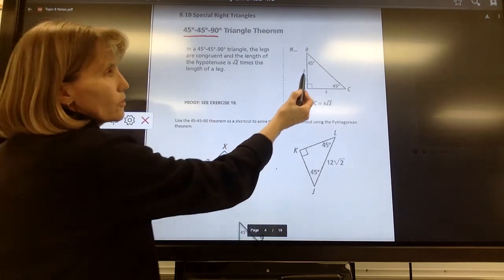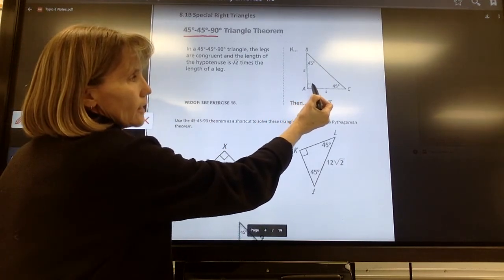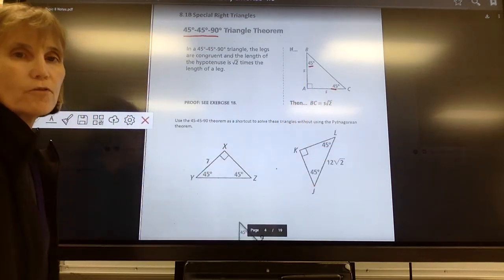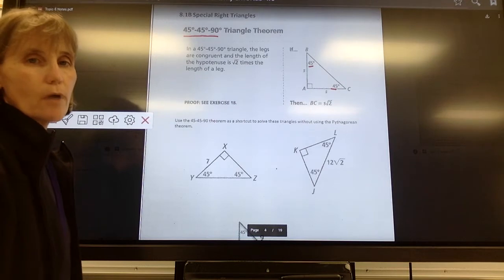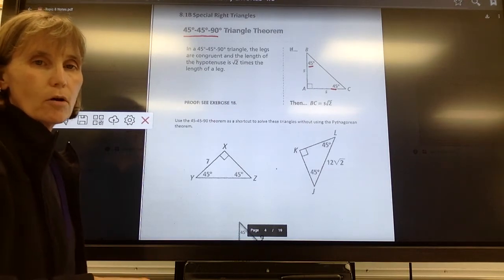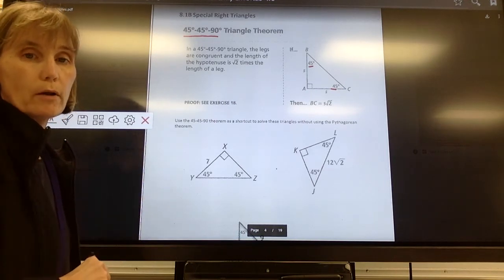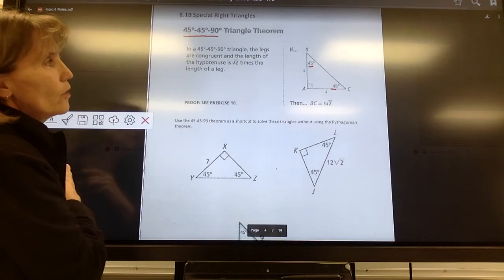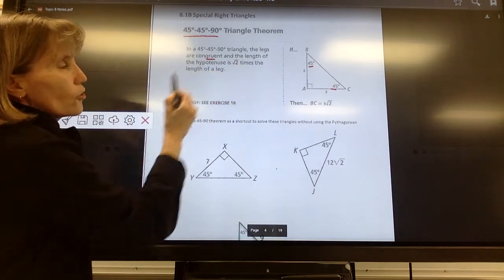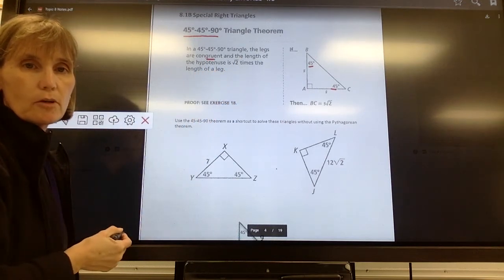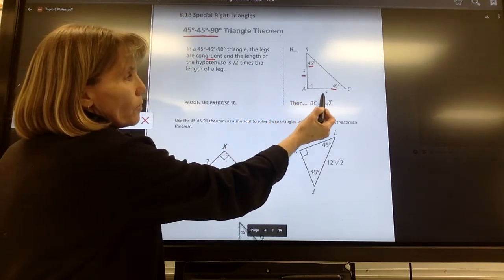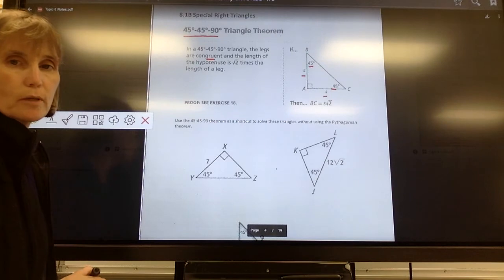So we have a right triangle, that's 90 degrees, but if the other two degree measures are both 45 degrees, then we can figure out what the three side lengths are by just knowing one of the sides. We don't need to know two, we can know just one. It says in a 45, 45, 90 triangle, the legs are congruent. What does it mean to be congruent? Oh, it means to be equal. So the two legs of the triangle are both going to be the same measurement.